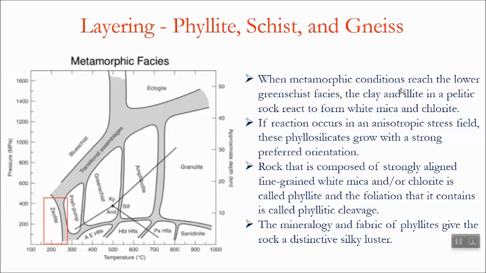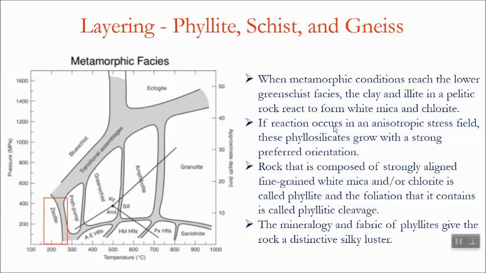When the metamorphic conditions reach the lower greenschist facies, lower greenschist facies meaning at the beginning of this greenschist facies, the clay and illite in a pelitic rock transform into mica and chlorite. So these minerals, clay and illite, gradually become unstable, and they are getting converted to mica and chlorite.